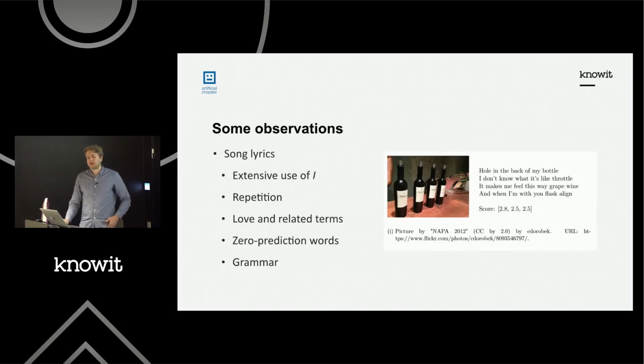Some observations I made. In song lyrics, there's an extensive use of I. You can just read the poems on the other side here. It's just a bunch of my results. There's an extensive use of I, or a form of I, such as I am. Let's see what's in this one. I'm and I, only in this one.